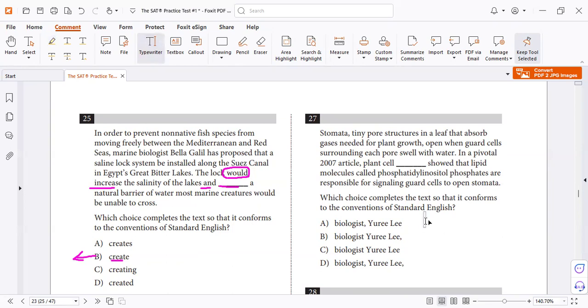If the writer mentions the title first and then the name, don't use punctuation between them. The title biologist, then the name. Between them, no punctuation. So A and D are wrong. The title is like a job: biologist, psychologist. And then the name of the person.